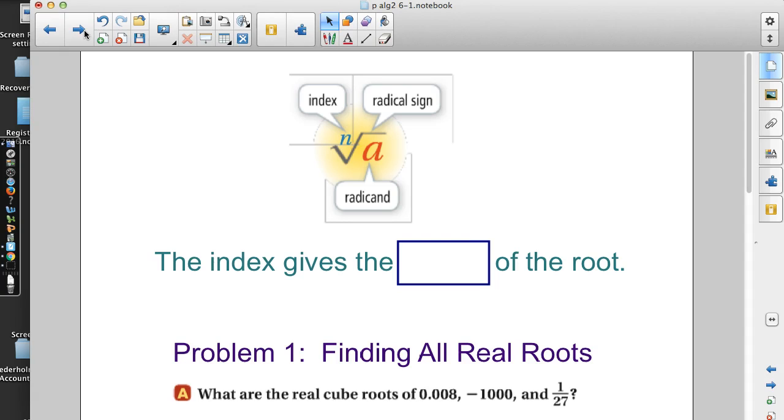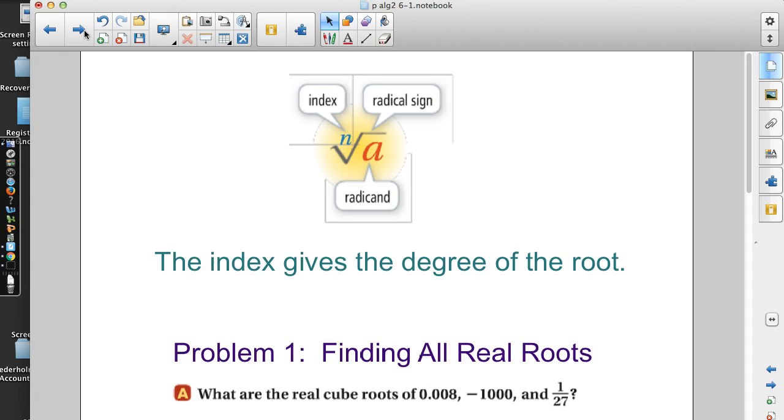And then this is, of course, the radical sign, whether or not we use it for square root, cubed root, or fourth root is determined by the index. And then the radicand is the number underneath. So those are the fancy names that we have for them. There's index and there's radicand. Now the index gives the degree of the root.